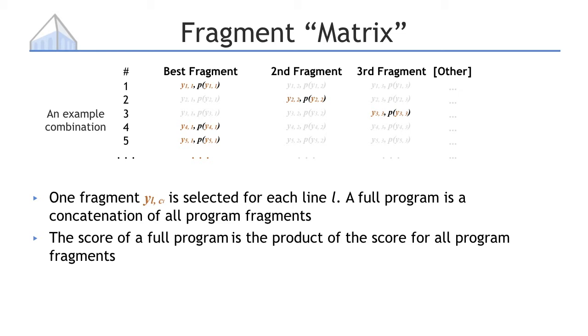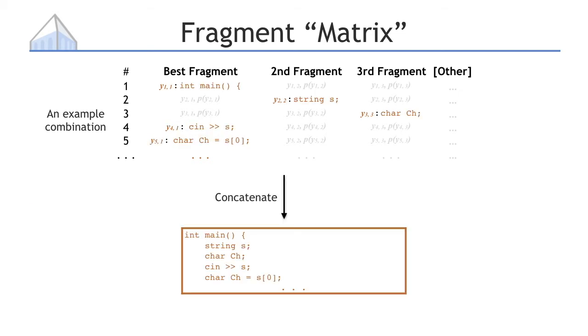We are showing an example combination of program fragments where we select one column for each row. So here are the actual program fragments. We concatenate them to form an executable program.